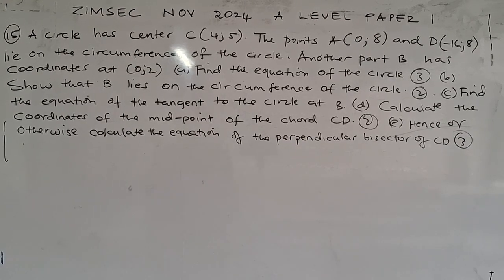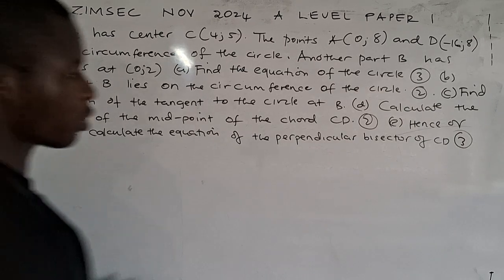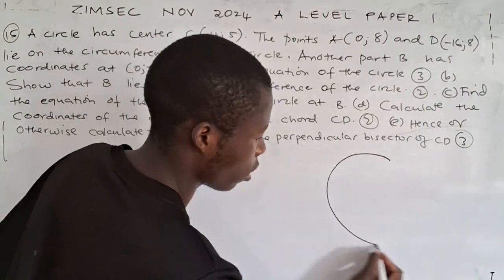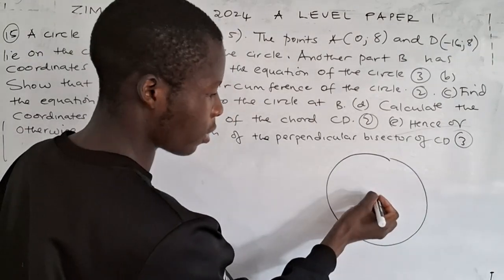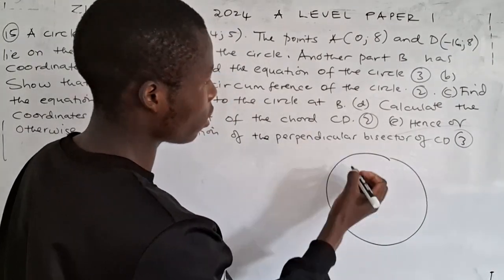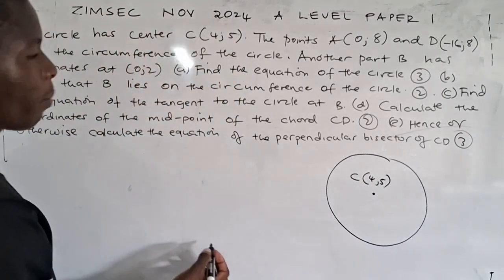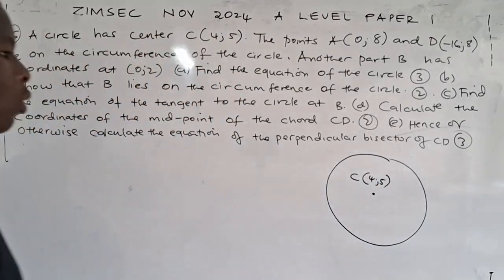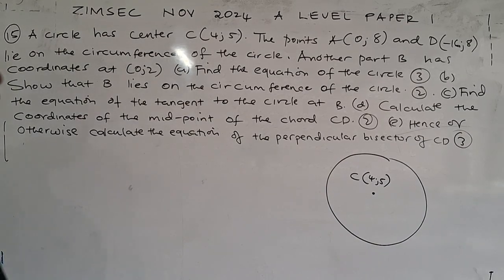Okay, boys, so this is question number 15. A circle has center C. So this is the circle. A circle has center C, so this is C, which is (4, 5). The point A is (0, 8).